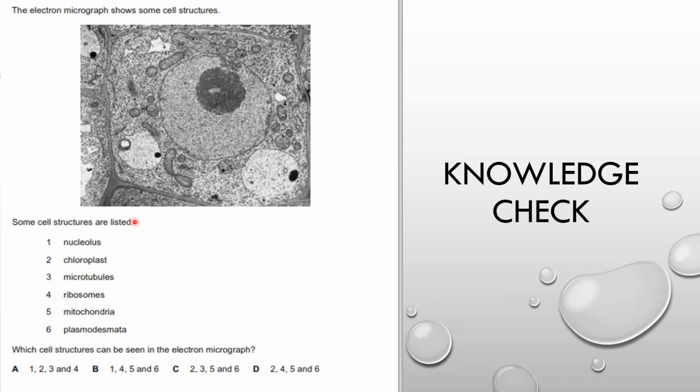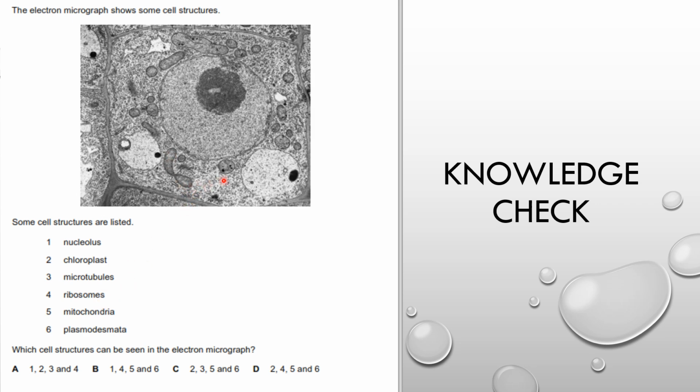Okay, so it says some of the cell structures are listed. You can see that. Which cell structures can be seen in this electron micrograph? So nucleolus. Pause the video and try. We can see this nucleus. You can see that darkly stained. This is a nucleus. You see the nucleus, the nuclear membrane. Okay, we can see the nucleolus stained. Chloroplast, we can't see chloroplast here. Microtubules, we can see it here.